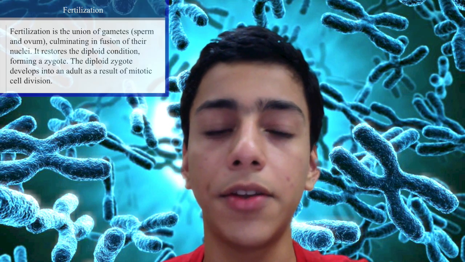Fertilization is a union of gametes, sperm and ovum, culminating in fusion of their nuclei. It restores the diploid condition, forming a zygote. The diploid zygote develops into an adult as a result of mitotic cell division. The following video thoroughly explains the process of fertilization from both the perspective of the sperm and the egg. In this video, you can follow the sperm all the way to the ovum, where it fertilizes the egg. If you get lost, don't hesitate to pause the video and rewind.